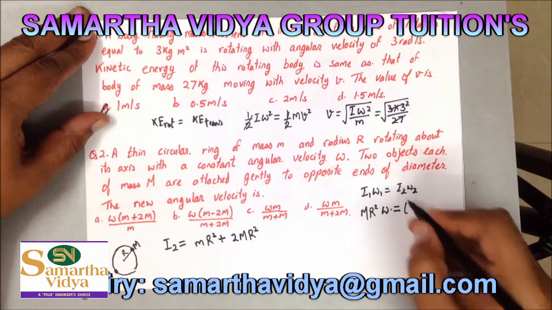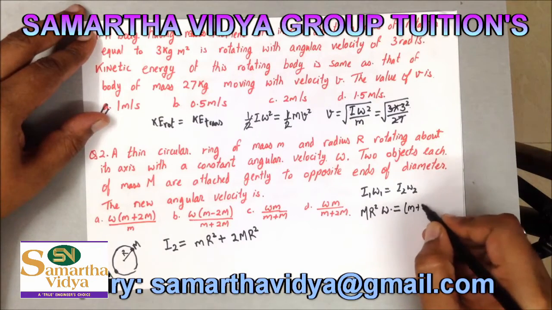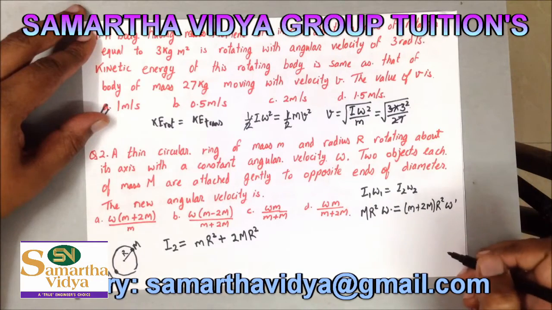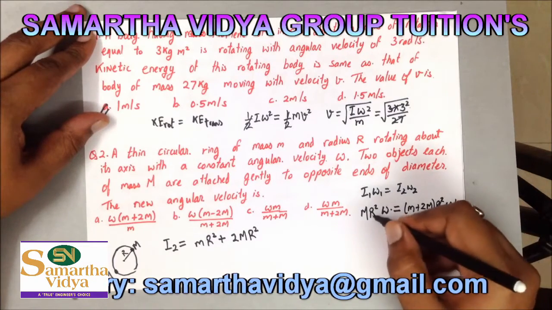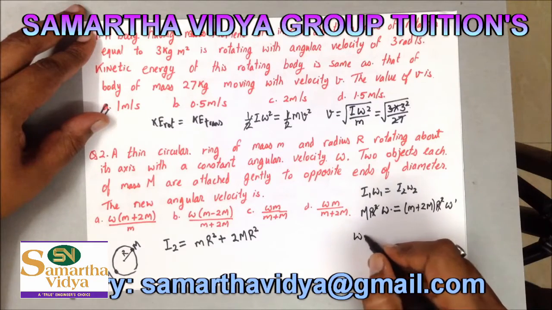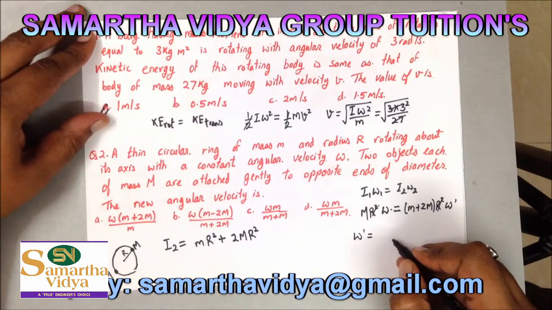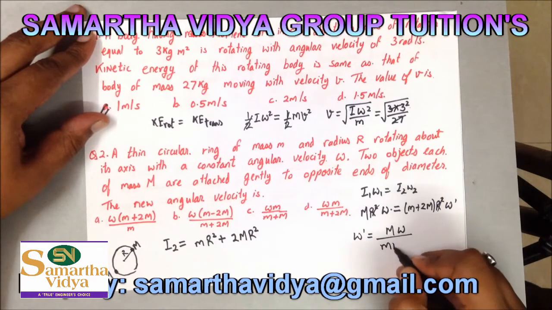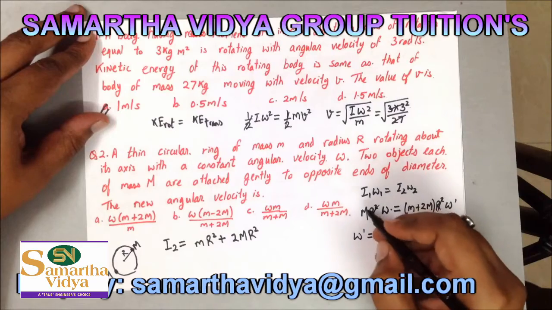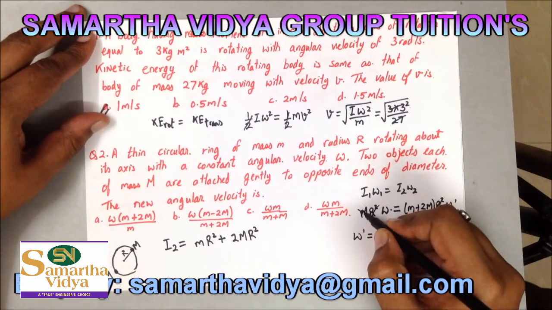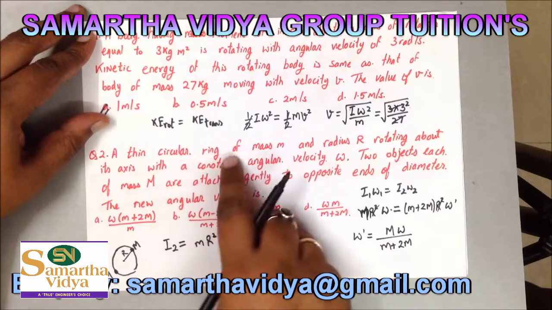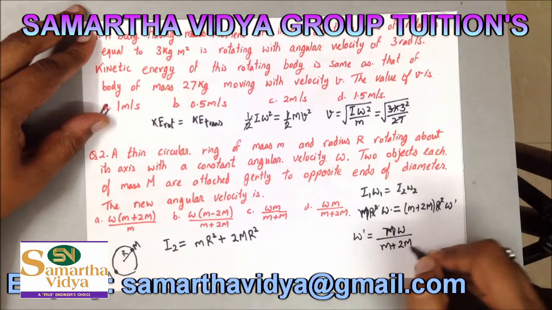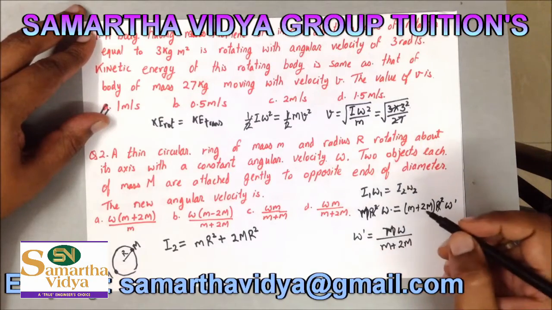So we'll just substitute I2 as m plus 2M times r square, and this is my omega dash, which is the new angular velocity. So r square gets cancelled out, and I find that my new angular velocity is equal to m omega divided by m plus 2M. By mistake I have written this as capital M. It should be small m, because that's the moment of inertia of the ring. So it's small m omega upon m plus 2M. So that's nothing but your option D.